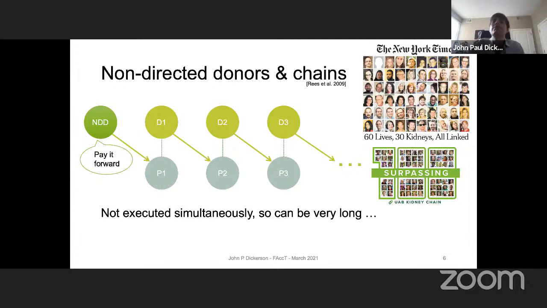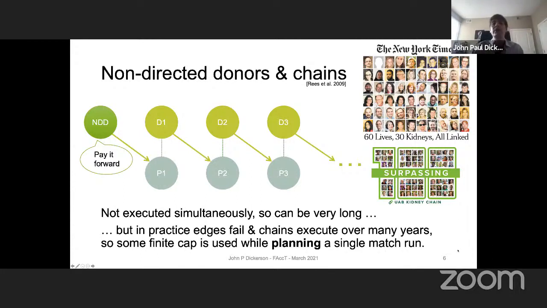So these can go on for a very long time, but a bunch of things can go wrong while you're doing this over multiple years. And so when you're running a planning algorithm, you typically put a cap in here, or you typically downweight very long chains when you're talking about a single match run.